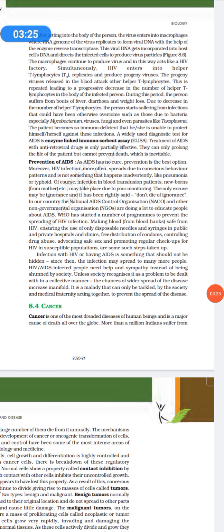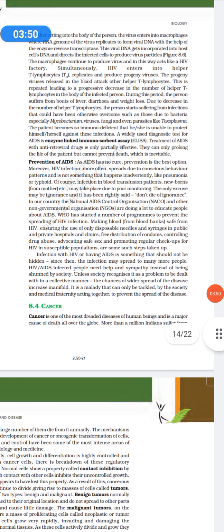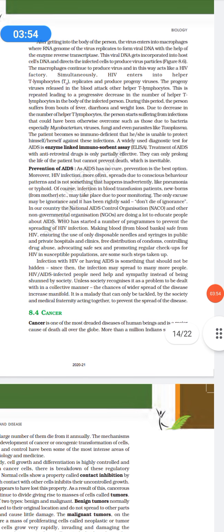Simultaneously, HIV enters the helper T cells, which replicate and produce progeny virus. The progeny virus, which is released into the blood, attacks other helper T cells. This is repeated, leading to a progressive decrease in the number of helper T cells. And what happens during this period? The person suffers from bouts of fever, diarrhea and weight loss.